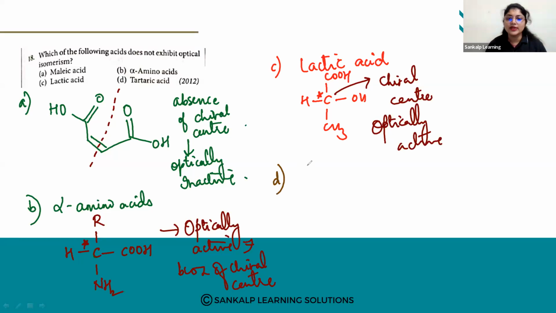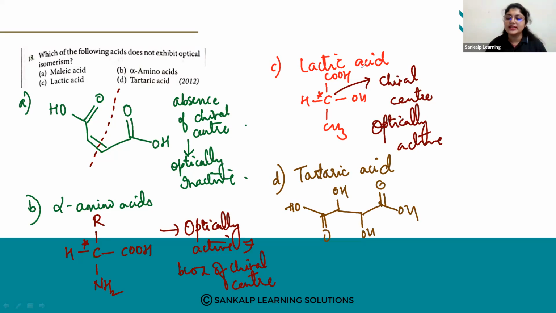D compound is what? Tartaric acid. Tartaric acid, what is the structure? HO... Now tell me, for this compound, is there any chiral center? So this one is a chiral center, one chiral center, and another is this chiral center, right? So there are two chiral centers present. So this is also optically active.